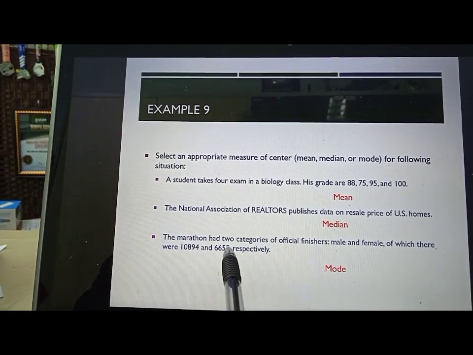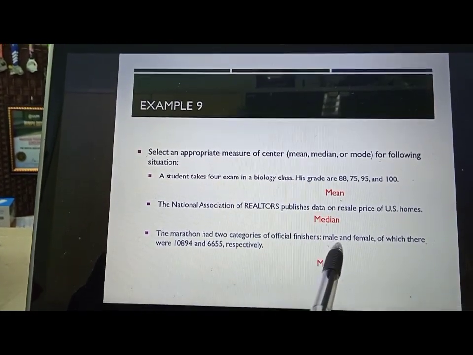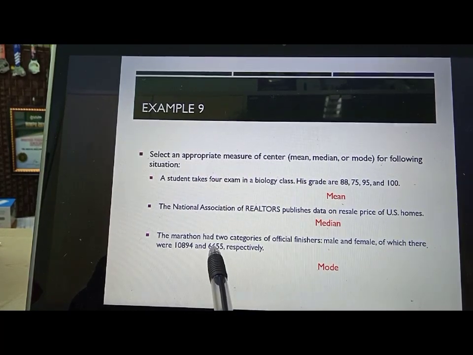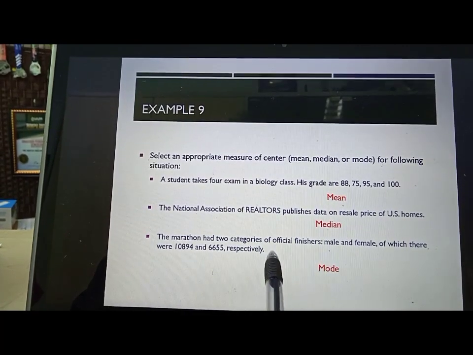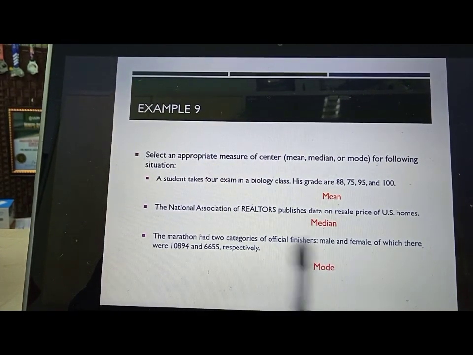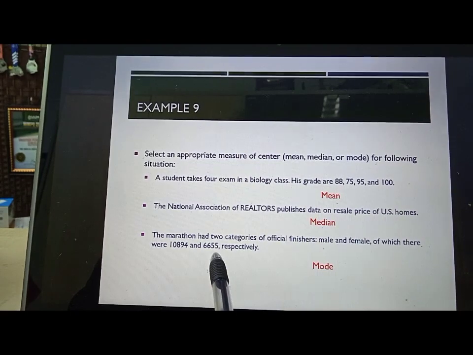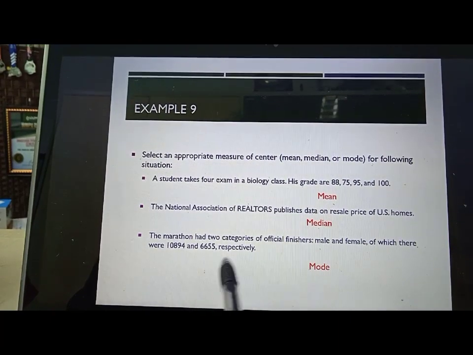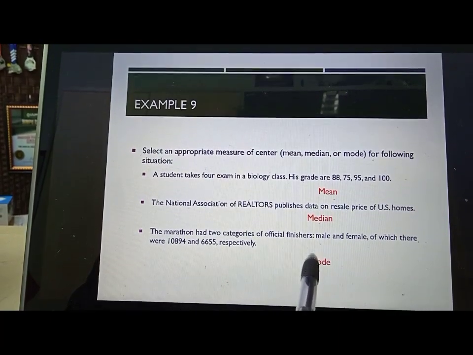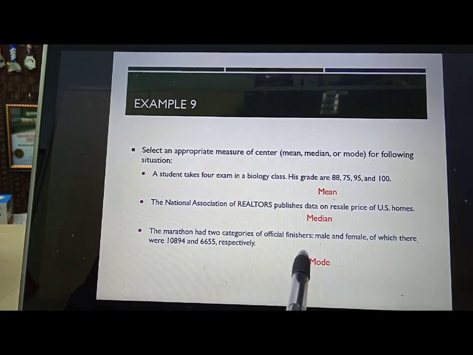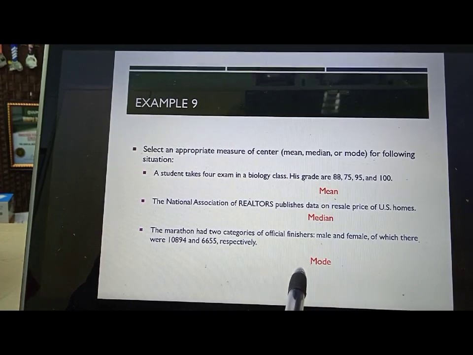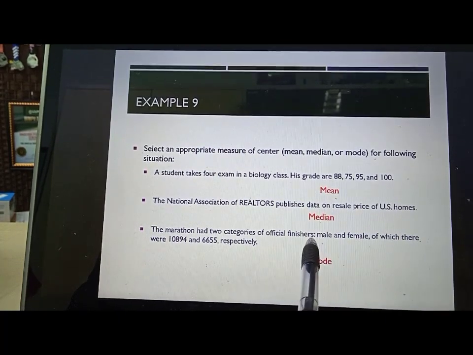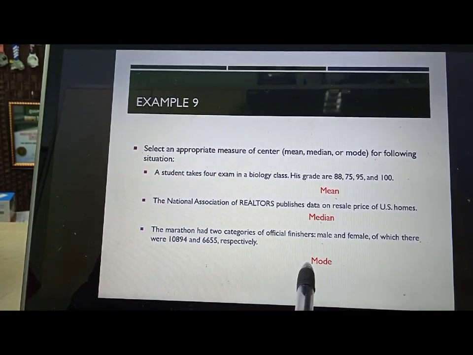Okay, the marathon had two categories of official finishers, male and female, of which there were 10,894 and 6,555 respectively. Two categories. So for this case, why is it considered as mode? Why do we need to consider this data as mode? Please think why, for this type of example, we use mode as the parameter instead of mean or median. So we refer to the advantages and disadvantages of mode.